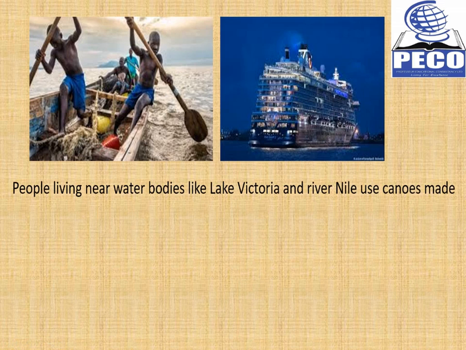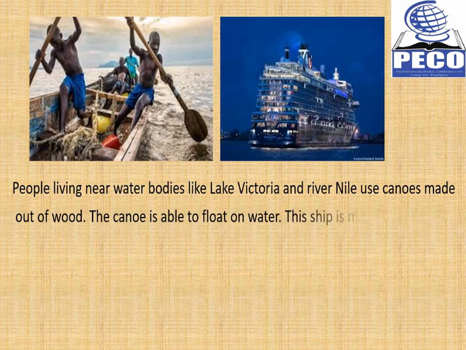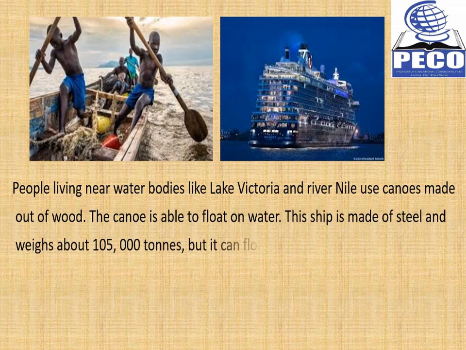Now, people living near water bodies like Lake Victoria or River Nile use canoes made out of wood. The canoe is able to float on water. Why? Because on average, the wood is less dense than water. The ship is made of steel and weighs about 105,000 tons, but it floats. Why does it float on water?